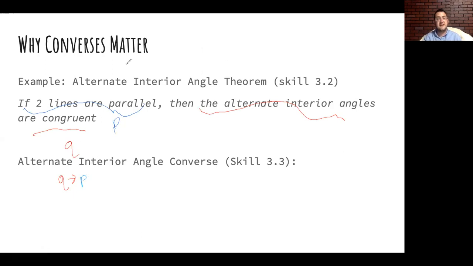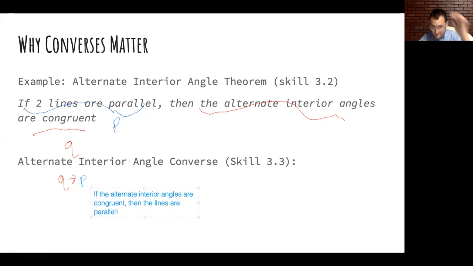So what this says is, we'll just type this out. If the alternate interior angles are congruent, then, sorry, with the color, the lines are parallel. And we'll just make this part red. Won't let me. Oh well.